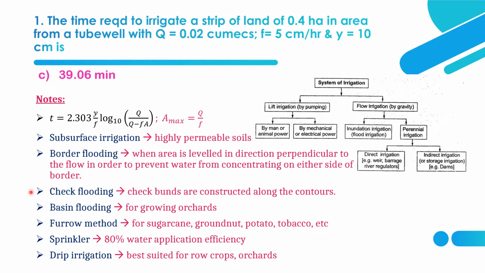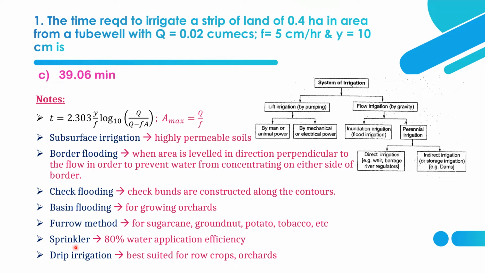And next is check flooding. We will construct check bunds along the contours. And next is basin flooding. Basin is nothing but like ponding, we can say. That method of irrigation will be used for growing orchards. Orchards means fruit growing trees. And next is the furrow method. The furrow method will be used for sugarcane, groundnut, potato, tobacco. These crops will be grown with the help of the furrow method of irrigation.